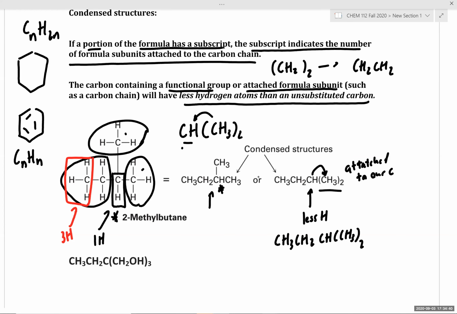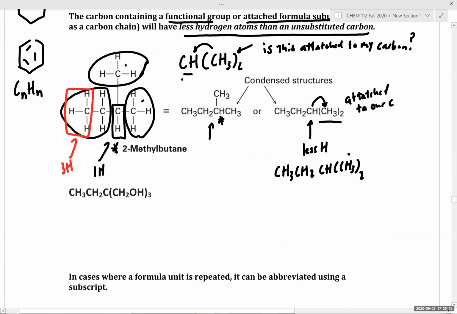So we can both abbreviate our chain using subscripts, and we can abbreviate the number of functional groups attached to one of our carbons. Now, in general, when you see these parentheses, you immediately want to ask the question, is this attached to my carbon? And the way that you can tell is by looking at the number of hydrogens attached to each carbon.